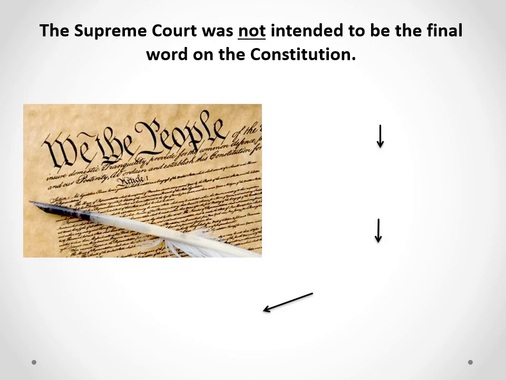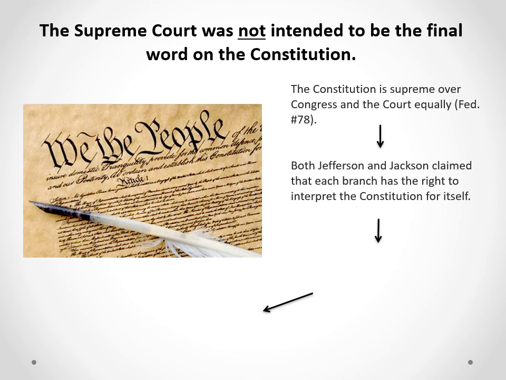So, the Supreme Court was not intended to be the final word on the Constitution. It's supposed to check and balance the other branches, but it was not supposed to be the final word. The Constitution is supreme over both Congress and the court equally. And there is a tradition going back to the time of the founders, where each branch of government has the right to interpret the Constitution for its own purposes.